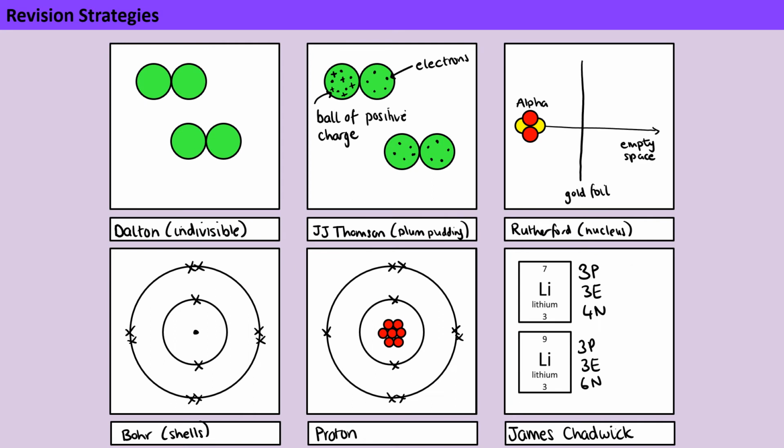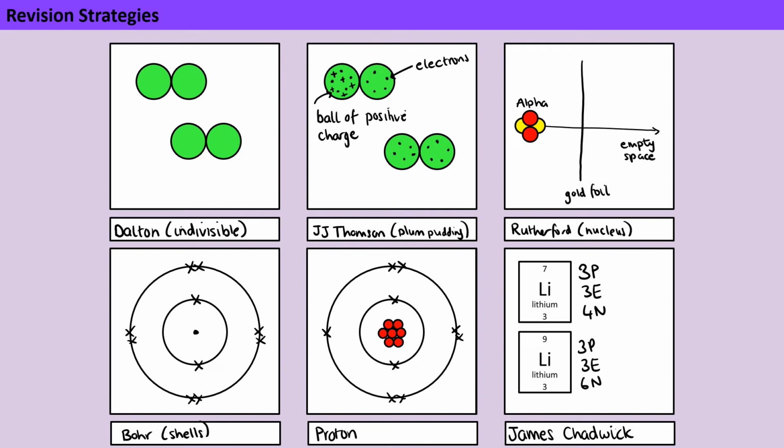Here's another example of where I might use a storyboard in revising GCSE chemistry. In this example, I've included text boxes with each picture, but you can see that I haven't actually written full sentences in here. I've just included a few keywords to help remind me. So the names of the scientists and maybe the name of their theory or the particular thing that they discovered.